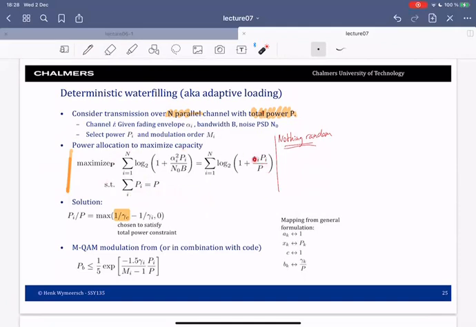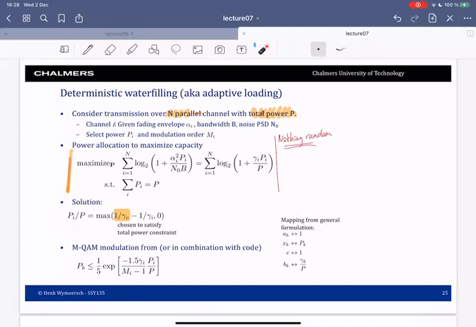Now, the problem is exactly of the same form as before, and the solution turns out to be that the total power you allocate will be P times 1 over the cutoff value minus 1 over an SNR, and this is chosen again to satisfy the total power constraint. The mapping from the general formula to our case is given by these expressions here. If you want, you can try to map this problem to the general formula, and then you will see that you will find this kind of solution.